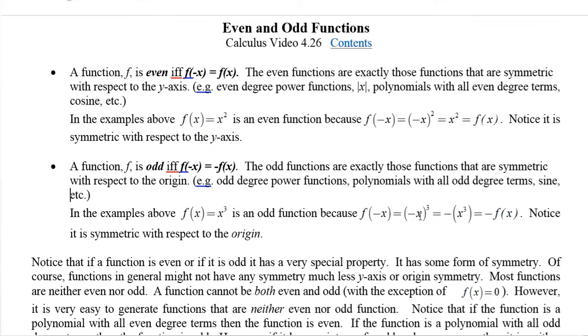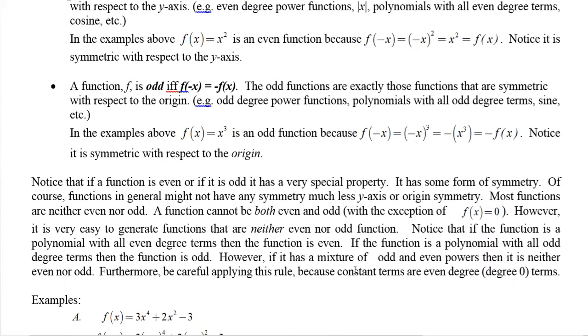Notice that changing x inside will reflect over the y-axis, and changing the sign outside will reflect over the x-axis. If you do the two, you're back at the original f of x. Those two flips make a rotation of 180 degrees about the origin. If that puts you back where you started, that means you have origin symmetry.